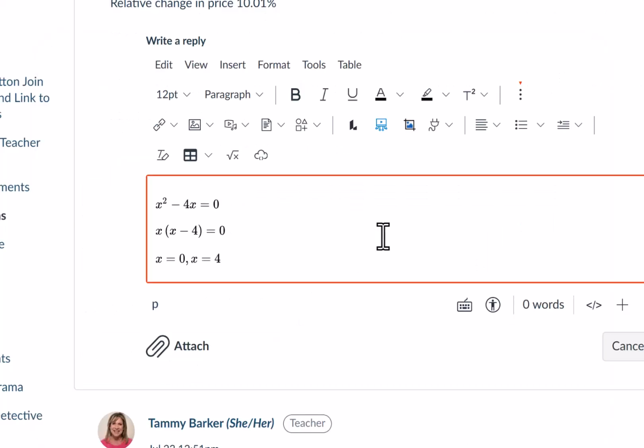When you've finished writing your discussion and you've put in the words and the math you want to share with your classmates, just hit reply to share what you've done.